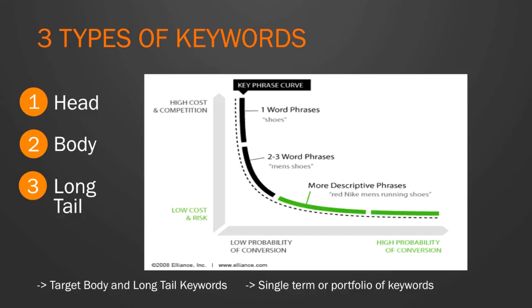It's really understanding the types of keywords you're going after. Now in the next lecture I'm going to introduce you to a particular tool where you can find out exactly how many people are searching for terms like men's shoes, red Nike men's running shoes, etc. So you can really know how many potential visitors you could get to your site if you got to the top of the search results.